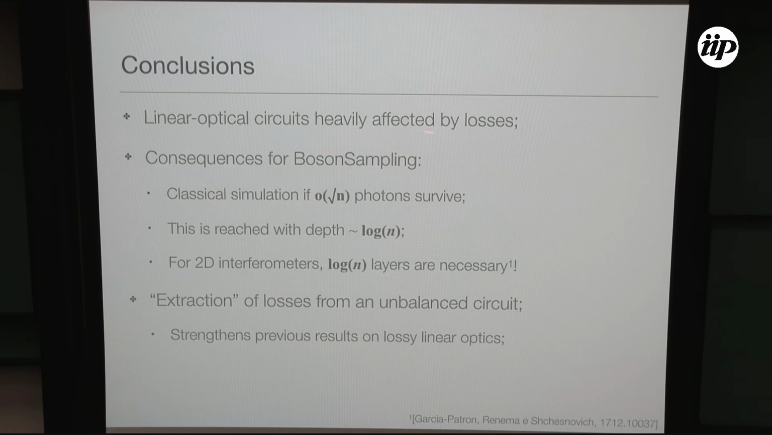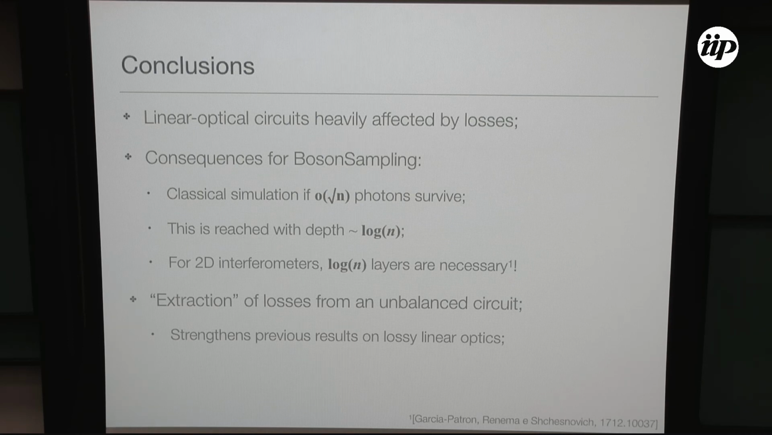So that's what I wanted to say. Basically, we've discussed how linear optical circuits are heavily affected by losses. For boson sampling specifically, this classical simulation is possible if you only have like square root of n photons left. And this is already reached for some log n depth of the circuit. And it's interesting that you can show that if your interferometers have this 2D architecture where every beam splitter only interacts with nearest neighboring modes, log n layers are necessary, right? So you can prove that if you have less than log n layers, you also have a classical simulation via tensor networks.